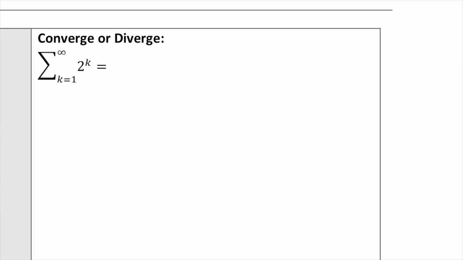So we can use the nth term test as a quick test to see which series definitely diverge. If I take the limit as n goes to infinity of 2 to the nth power, that is going to infinity, which is not 0. Therefore, we know that this series diverges.